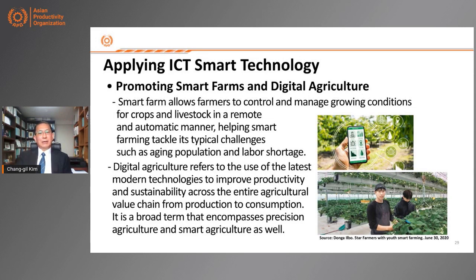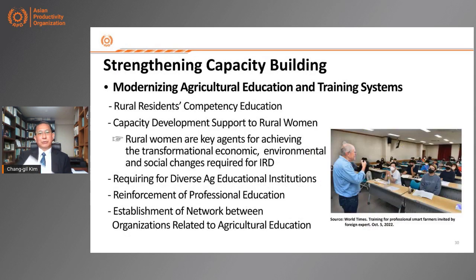Also, digital agriculture is based on digital transformation. We need the whole value chain: production, processing, marketing and distribution, and finally consumption. We need ICT smart technology applied across all of that. We call this digital agriculture.